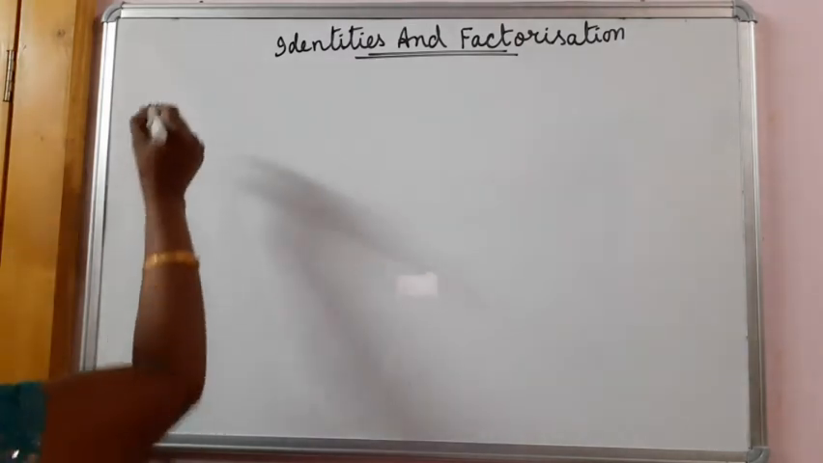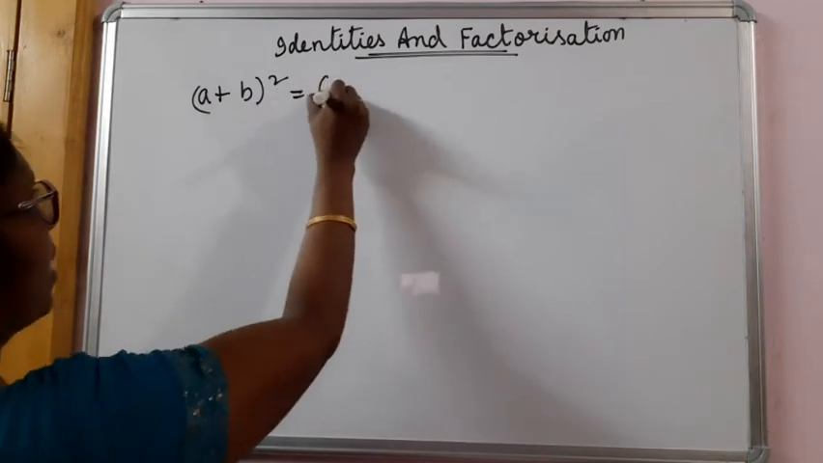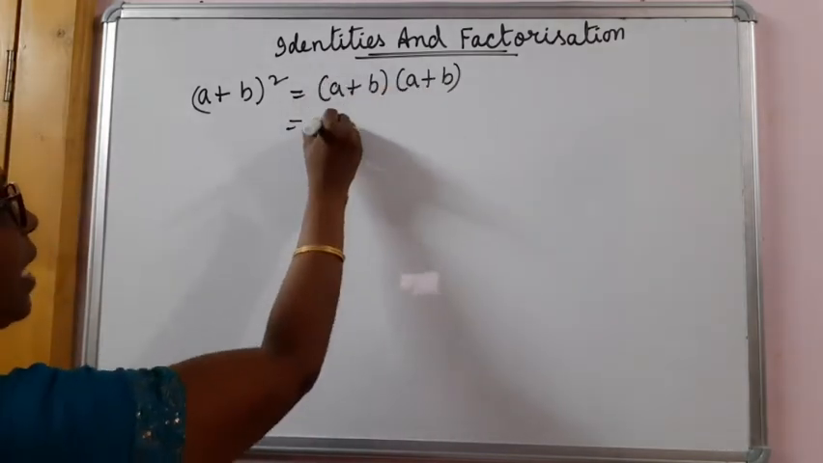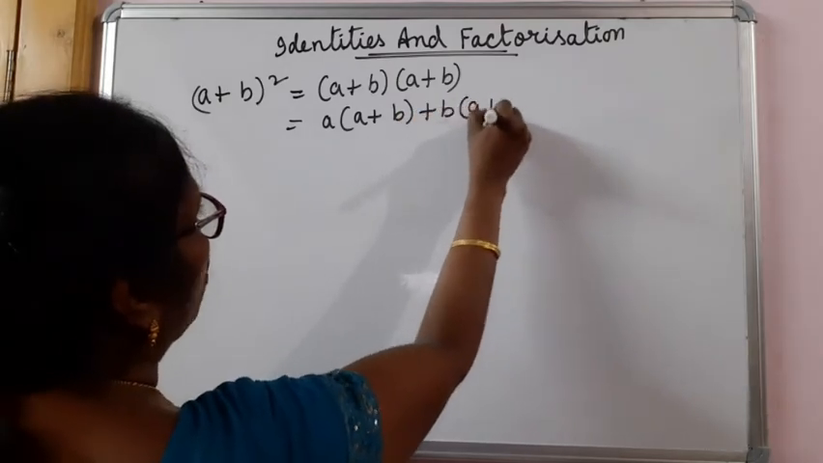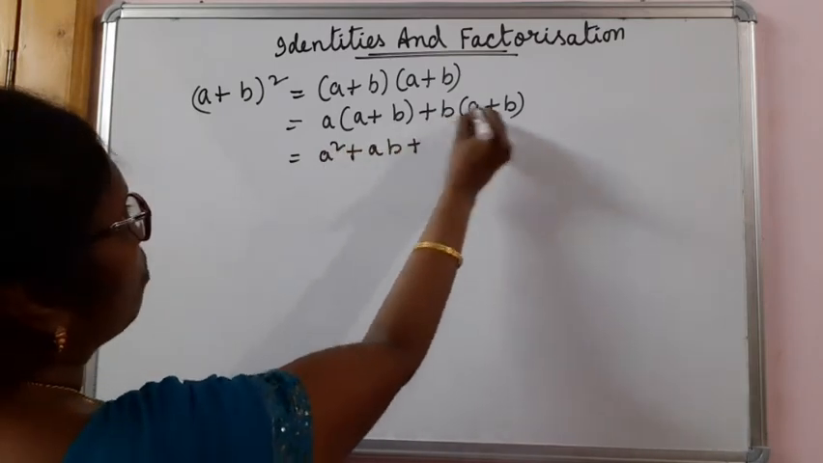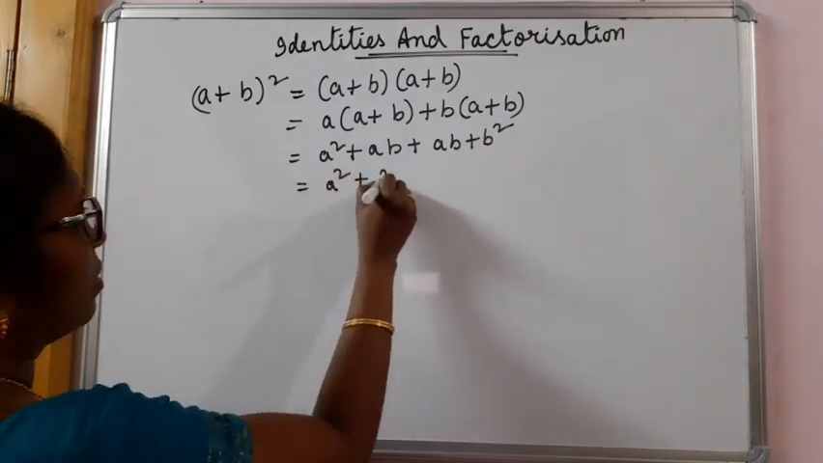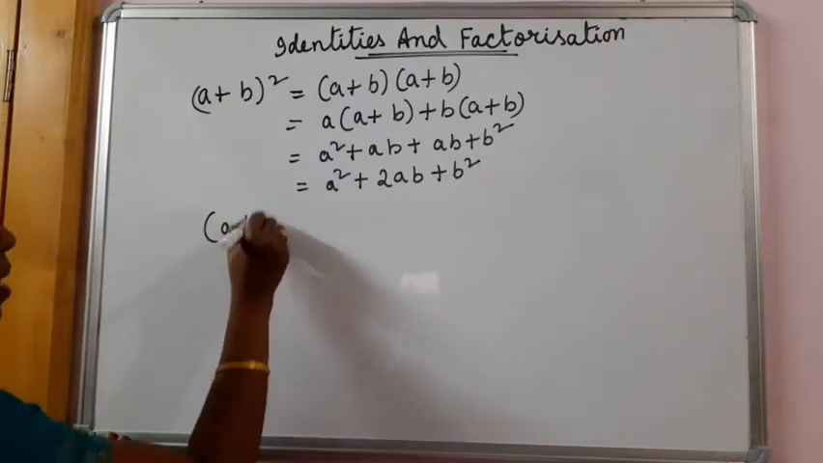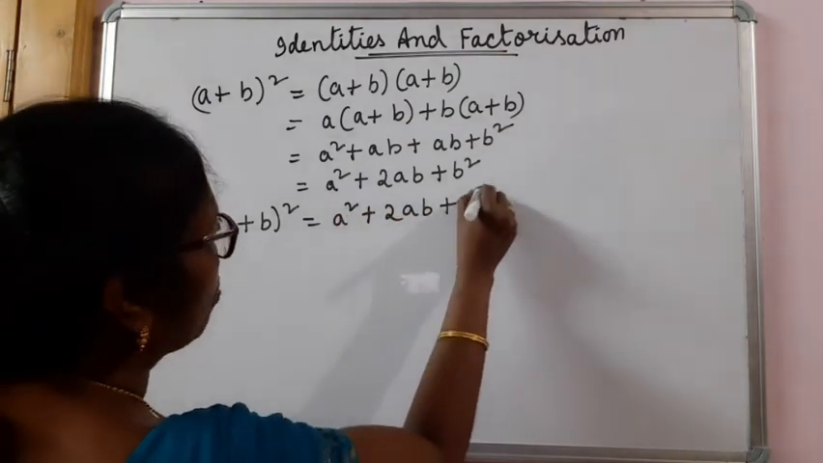Let me explain. Suppose it is a plus b whole square. Whole square means a plus b into a plus b. When we multiply a plus b into a plus b, it is a into a plus b, plus b into a plus b. That equals a square plus ab, b into a is ab, plus b square. So we get a square plus 2ab plus b square. That means a plus b whole square is equal to a square plus 2ab plus b square.